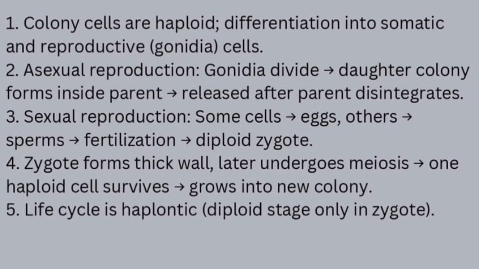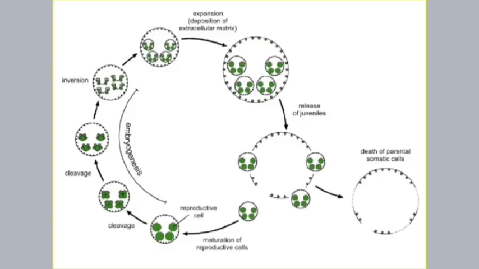So the life cycle is haplontic, and the diplontic stage is only the zygote stage. When it forms a zygote, that particular stage is diplontic, otherwise the life cycle is haplontic type. As we have talked earlier, this particular structure shows the pictorial representation of the life cycle of Volvox.